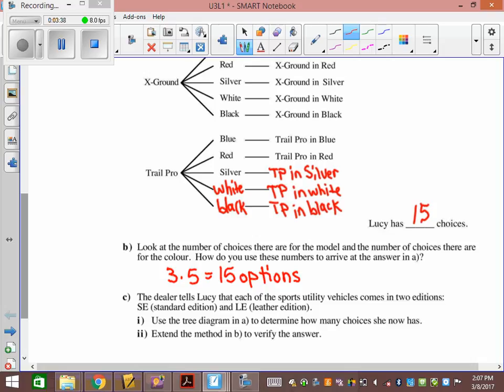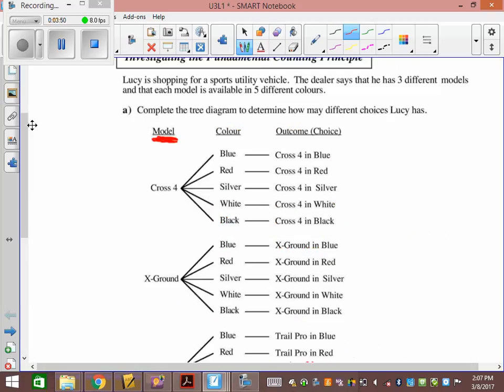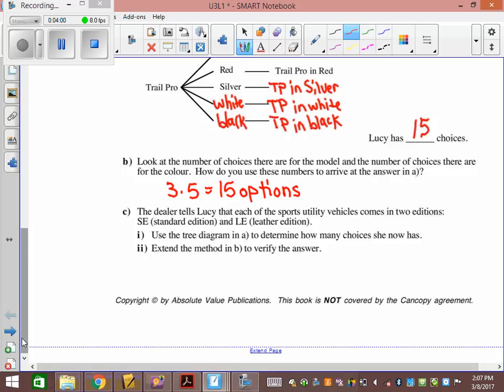Okay? So the dealer then tells Lucy that each of the sports utility vehicles comes in 2 editions, standard edition and leather edition. So what we'd have to do then is we'd actually have to go off of here and we'd have to go standard and leather, standard, standard, and we'd have to go 2 more options off of it, right? Off of every single one. So instead of doing that, what could I do? I could do the 3 models times the 5 colors times the 2 editions. So I'd actually end up with 30 options.